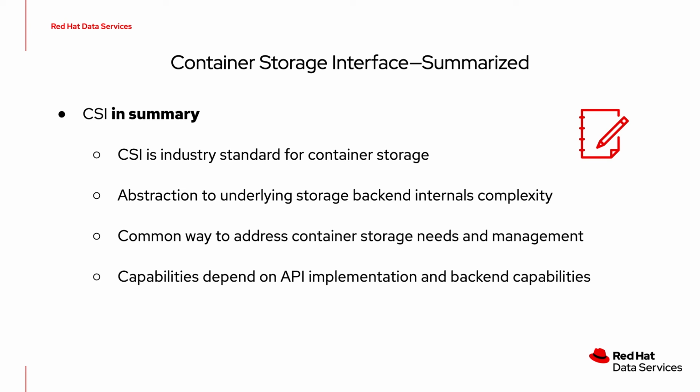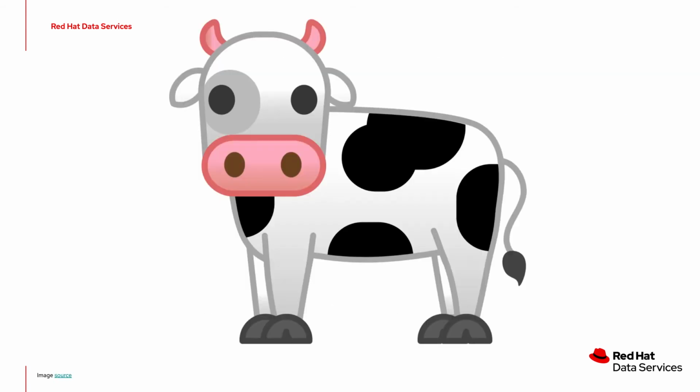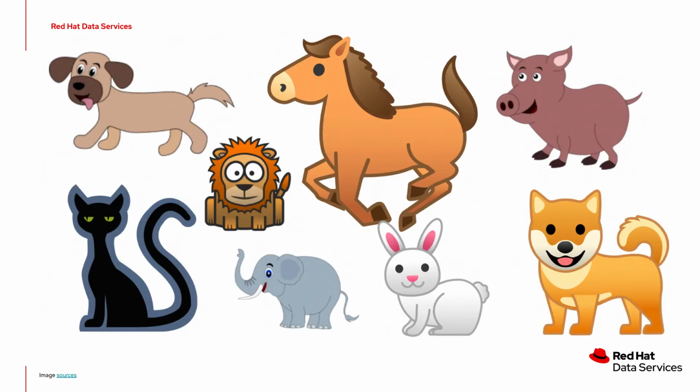Having said this, CSI storage does not equal CSI storage. Well, what does that mean? Here's a cow. A cow is actually an animal that has 4 legs. Okay? But an animal with 4 legs doesn't have to be a cow. It can be a completely different thing and a different perception or implementation. So this is what I'm trying to say here. Same goes for CSI. Let's have a look at Red Hat Data Services and how we use CSI.